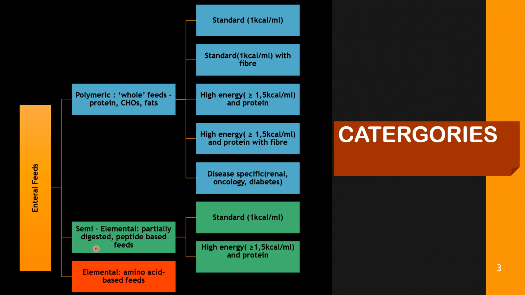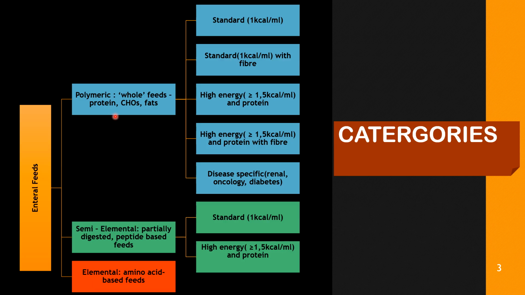It's partially digested, and then you have elemental or amino acid based feeds. These ones are not that common. Yes, you do get a few baby formulas that are elemental feeds, but with adult feeds, it's not quite common. So elemental feeds is amino acid based. So the protein is completely broken down, but the carbs or the fats may not necessarily be fully broken down.